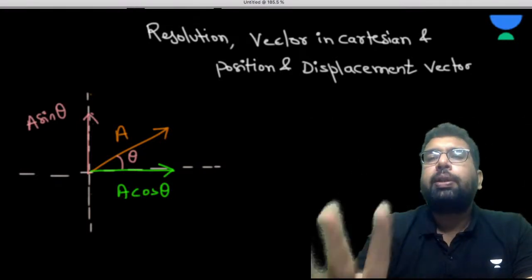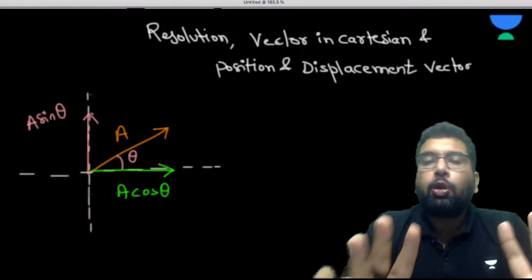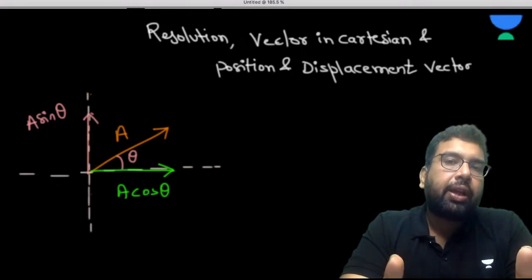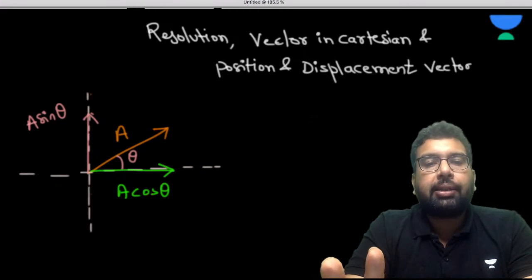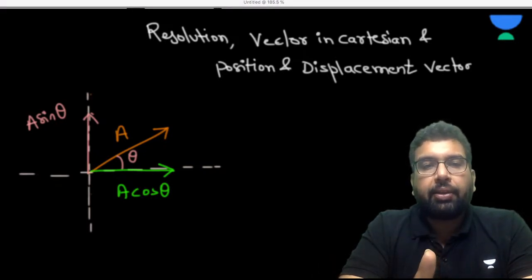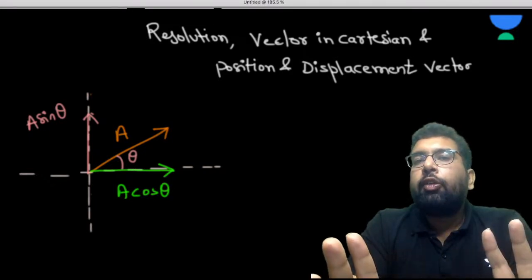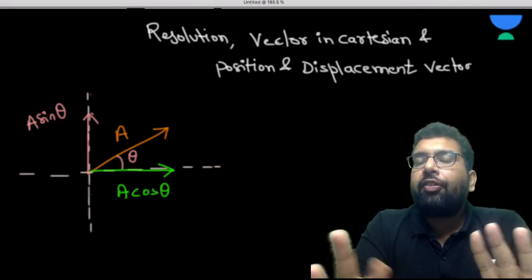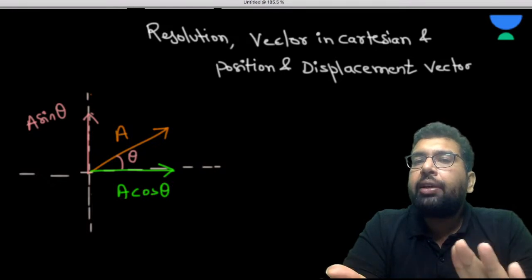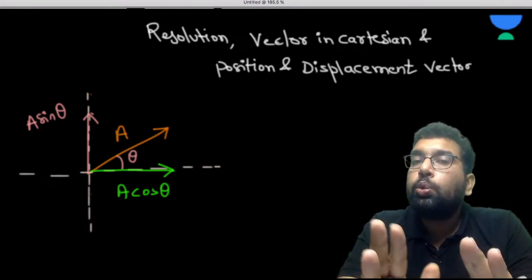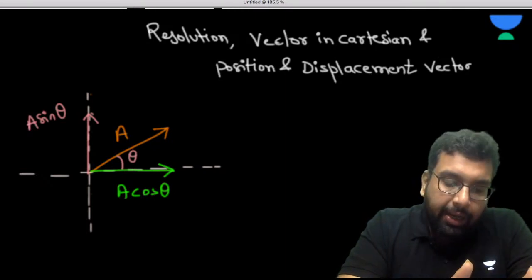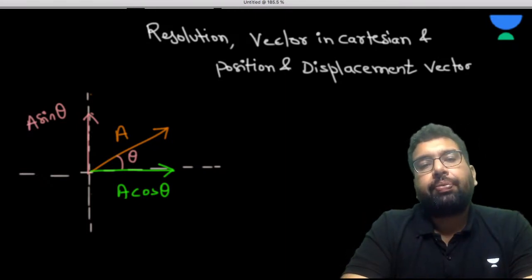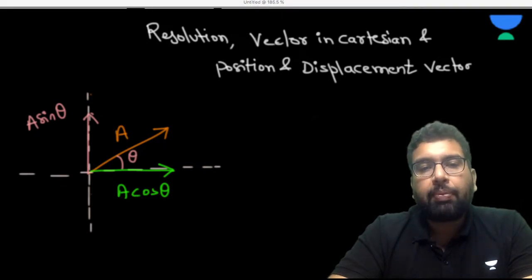Now, just remember one thing. Don't remember it this way, that for the horizontal axis it is cos theta and for the vertical axis it is sin theta. Many students make this mistake. It is not like that at all. With the axis, if the angle of a vector from an axis is theta, along that axis it will be cos theta, and perpendicular to that axis it is going to be sin theta. Are you getting my point, beta?